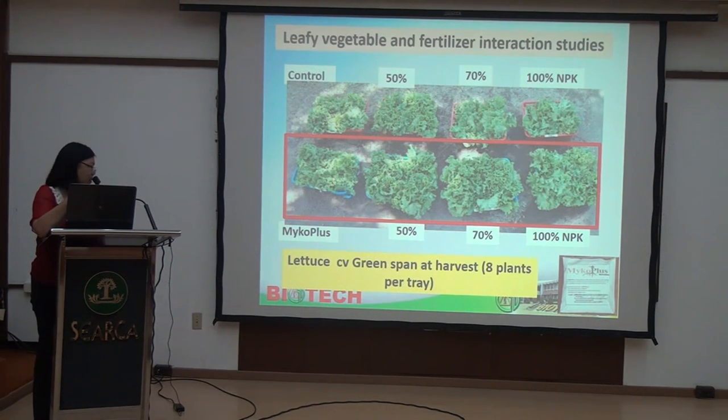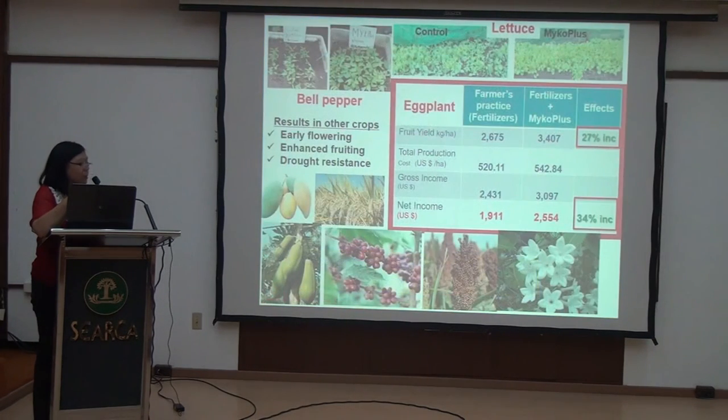These are lettuce plants at 8 plants per tray. The secret actually for greater yield in long duration crops, why we get a 27 increase, was due to a longer ability of the plant to flower and to fruit. This we found out in eggplant. The control, wala na, stop na siya. Whereas those with mycoplasts, maganda pa ang kanyang growth. So they can still provide yield.